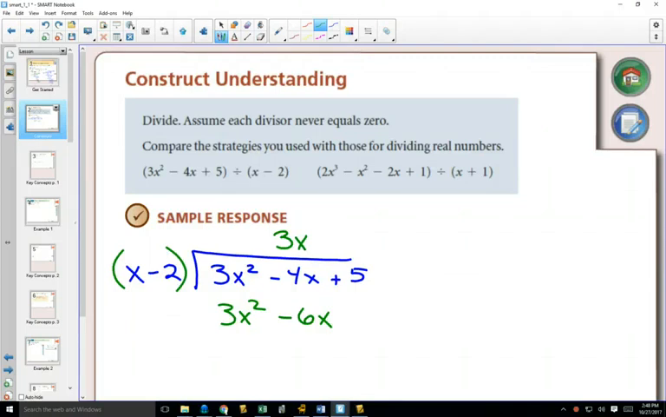The 3x is going to hit the x. That'll give you 3x squared. The 3x is going to hit the 2, the minus 2, and give you minus 6x. What did we do next in our long division? Yes, question.